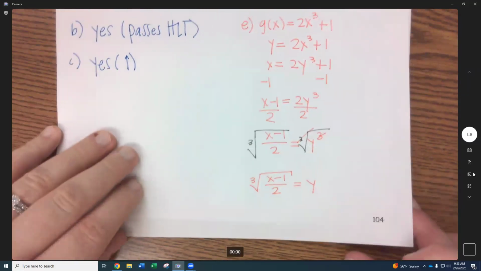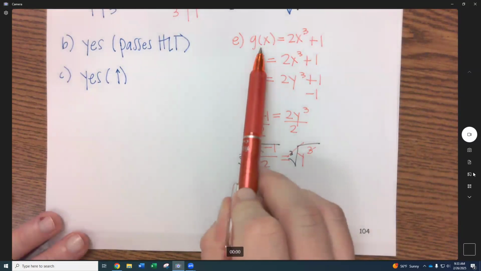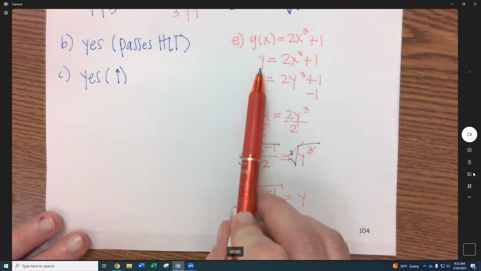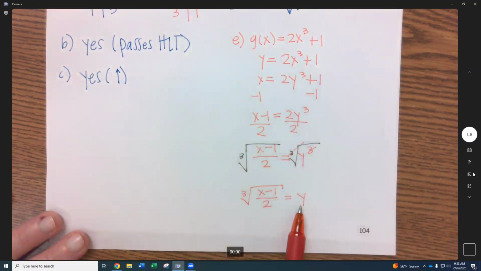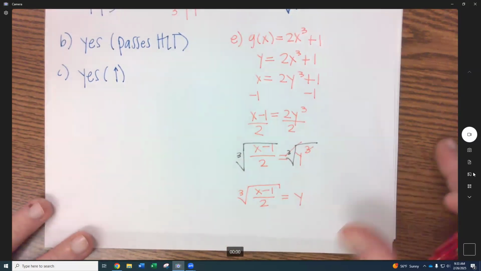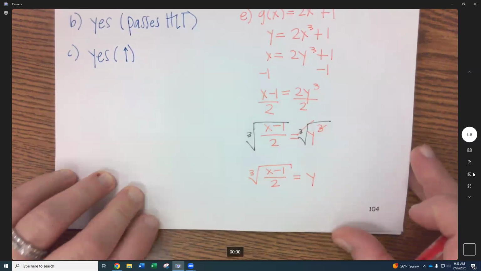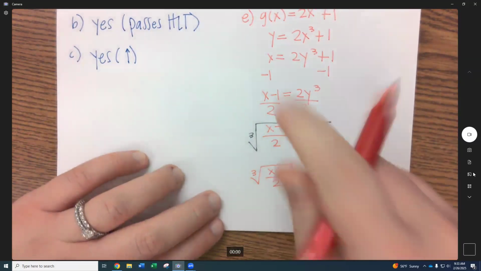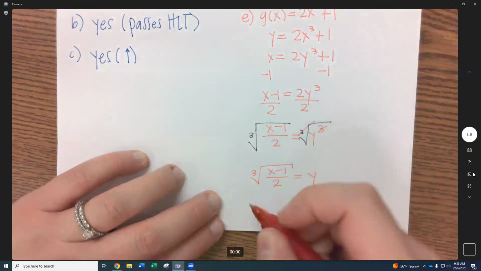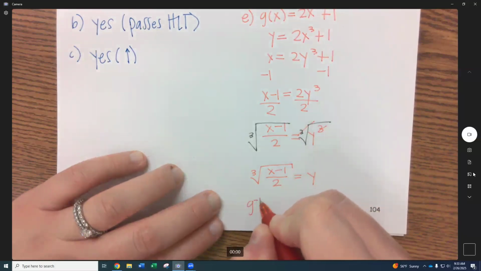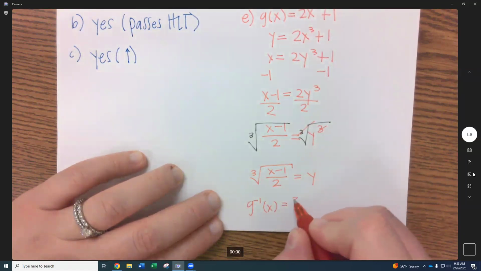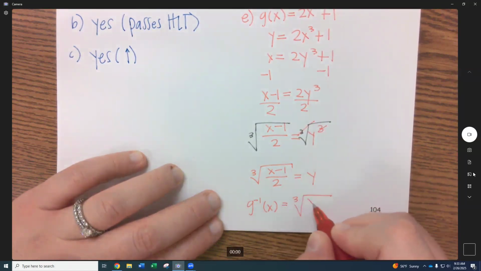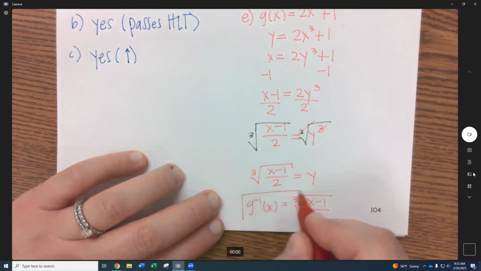Now, there are 4 steps to find the inverse. Step 1 is to take your function notation, change it to y. Step 2 is to change your x and y. Step 3 is to get y by itself. Step 4 is to put this in inverse notation. So I started with g of x. The inverse of g of x equals the cubic root of x minus 1 all over 2.